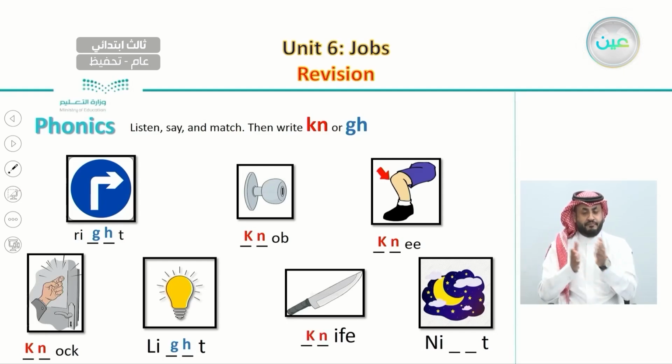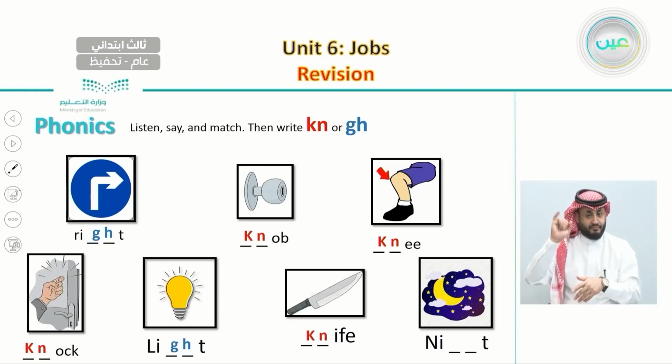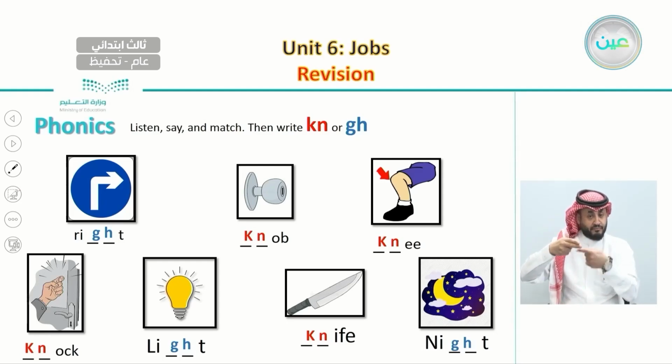And here we have knife. The K is silent and we pronounce it as knife. And finally the last word we learned last time, which is night. The G and H, we write them here, yes, but they are silent. We don't say them, we only write them.